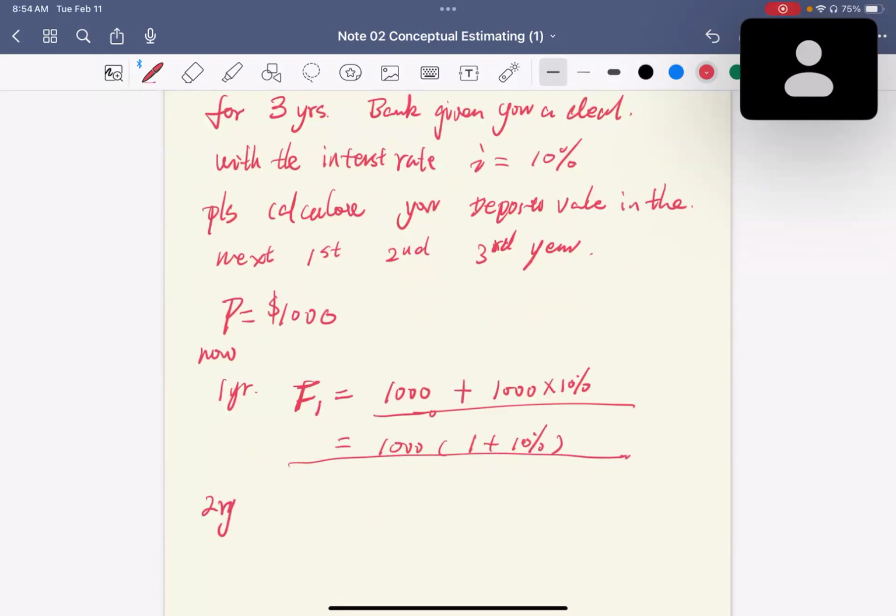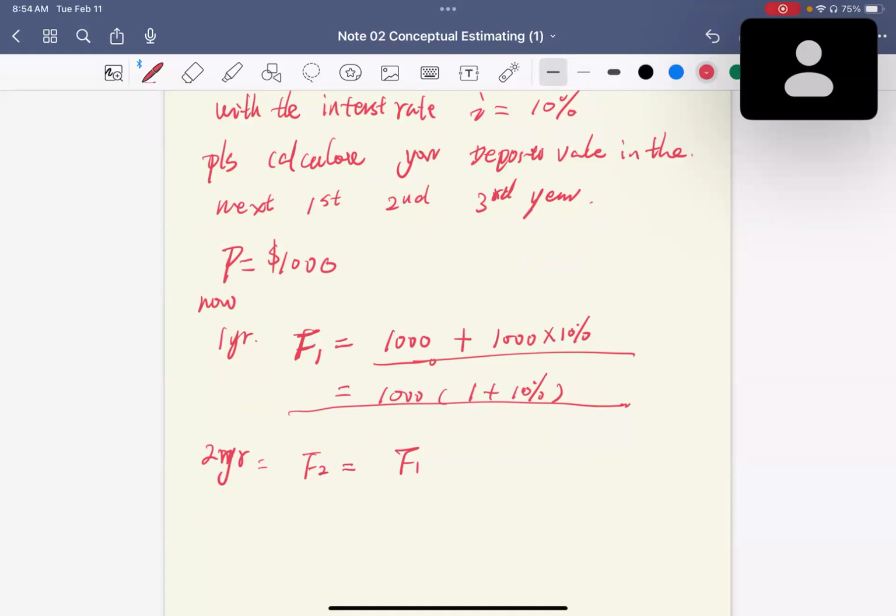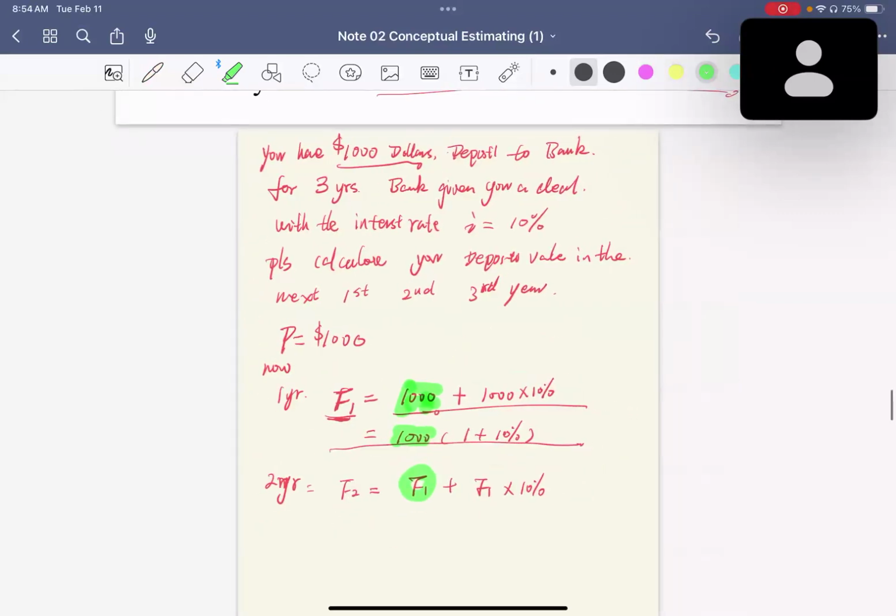And then by the end of your second year, you will have F2 equal to F1 plus F1 times 10%. Why I'm using F1 here is because you're not withdrawing your money. So starting the second year, your investment will be your first year's money, which comes from here. So you will be including your original money here, and also you will put this 10% return money into the bank again, right? So you will get that one.